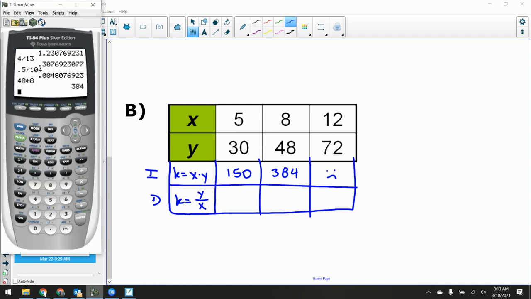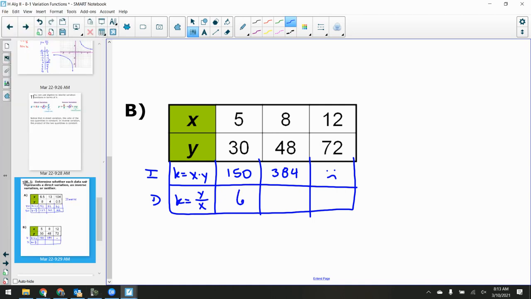And then we check y over x. 30 over 5, that's 6. 48 over 8, 72 over 12. Whoa, should have made it like 7 or something. So I know this is a direct variation.